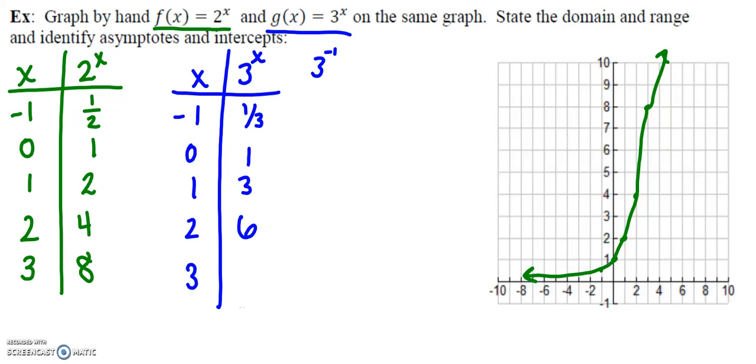6. Nope. Hopefully you didn't just fall for that. That was me going too quickly. 3 to the second is definitely 9, and 3 to the third is 27.